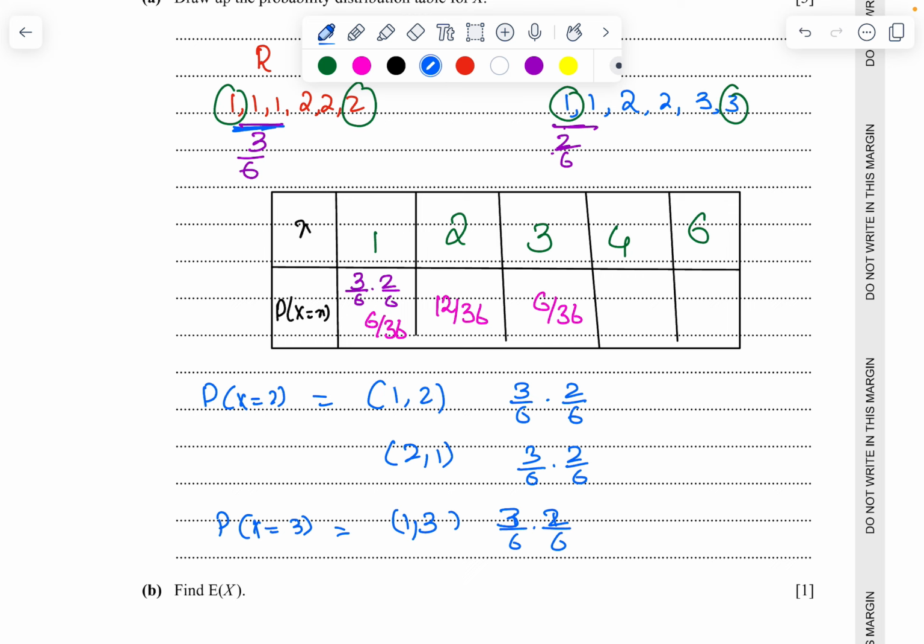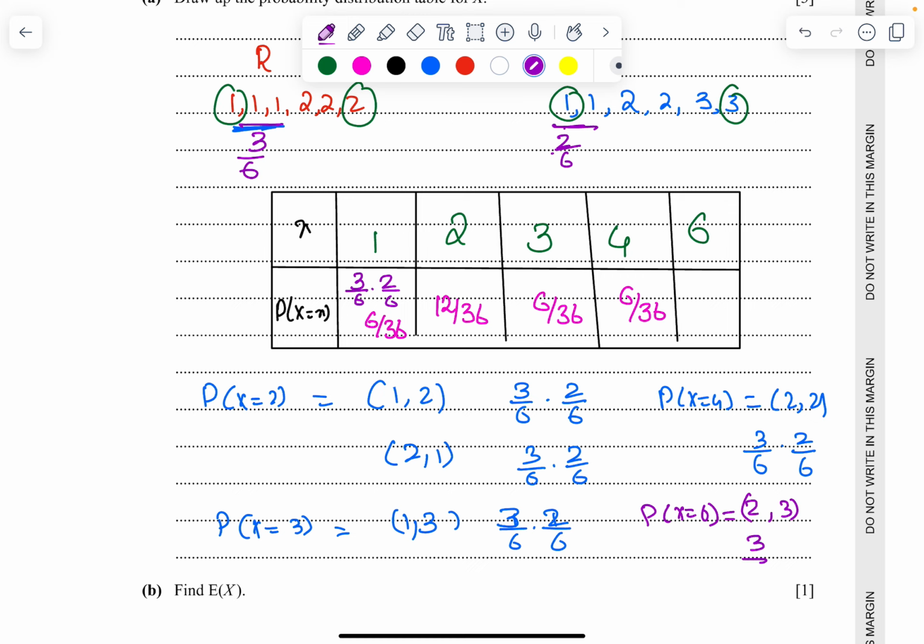Now getting 4. How can I get 4? 2 comma 2. 2 is 3 upon 6, and 2 is again 2 upon 6?, so which is going to be 6 upon 36. And finally it is 6. How can I get 6? 2 comma 3. 2 is 3 upon 6 and 3 is 2 upon 6, so which is going to be again 6 upon 36.